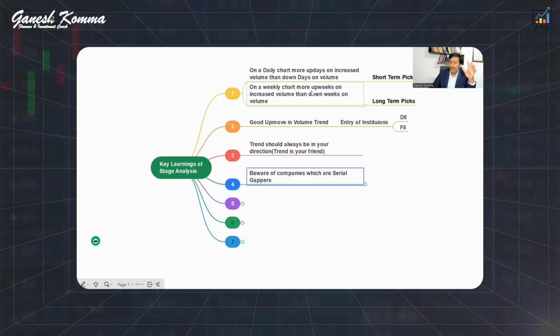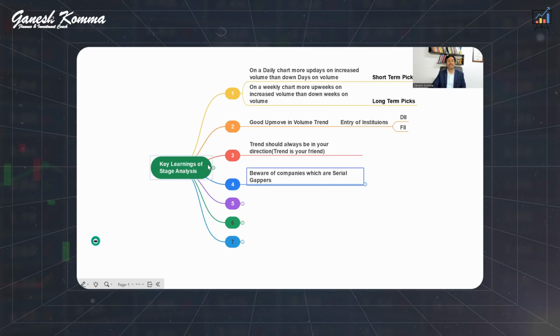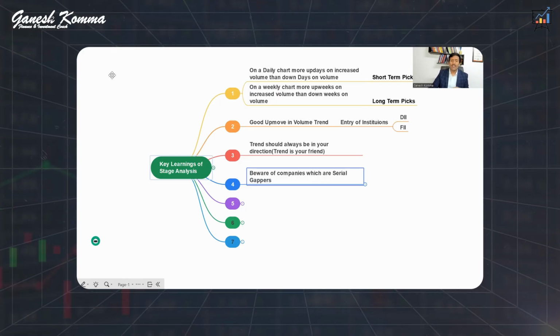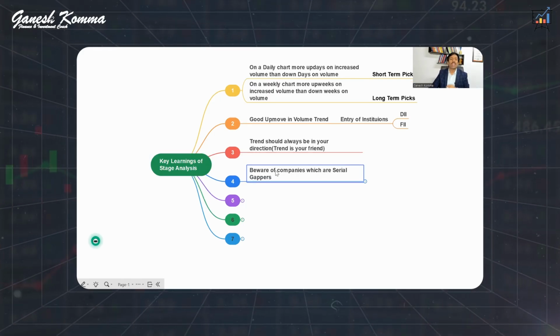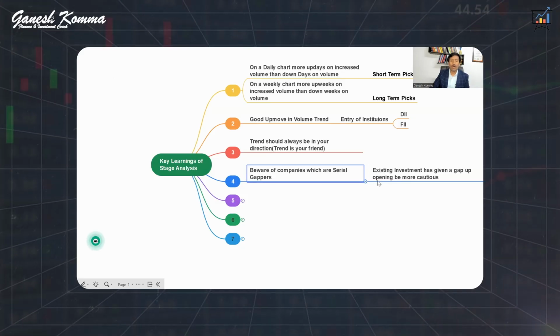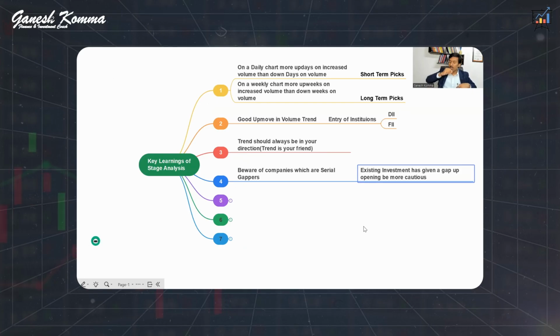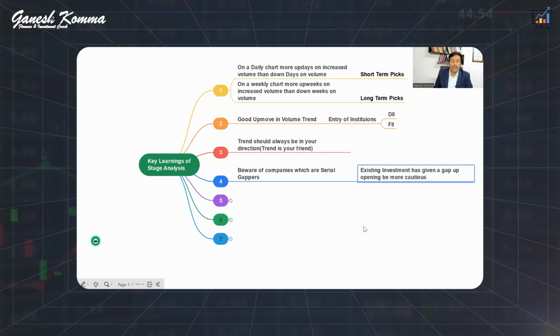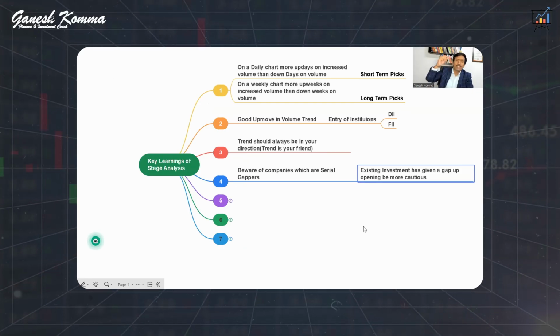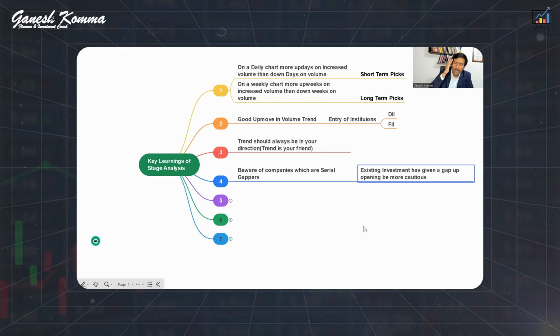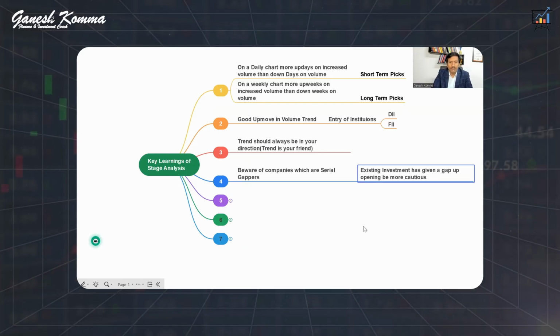I know many of the investors or many of the beginners, just starting their journey, will be more attracted to serial gappers, right? Serial gap up or gap down. Sir, the stock is continuously hitting upper circuit, every day it is touching 5% or every day it is touching 10%. These kind of stocks, be very, very cautious.